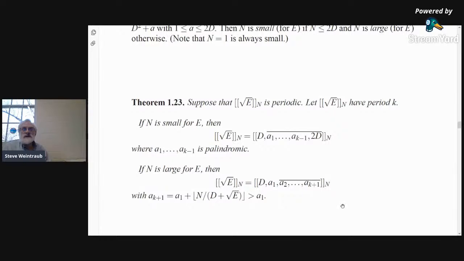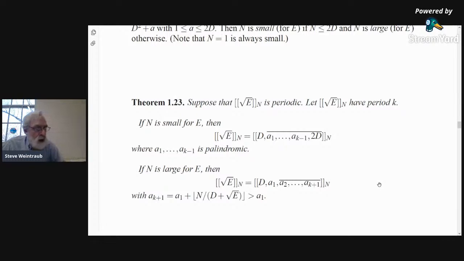On the other hand, if N is large, the period doesn't start with a1, but the period always starts with a2. And you notice I didn't say anything about it being palindromic because it isn't always. It's a good thing we did lots and lots of numerical examples, because almost all the time it's palindromic, but it's not true all the time. So there's at least one counterexample, and so we don't have a theorem. It's not always the case that it's palindromic.